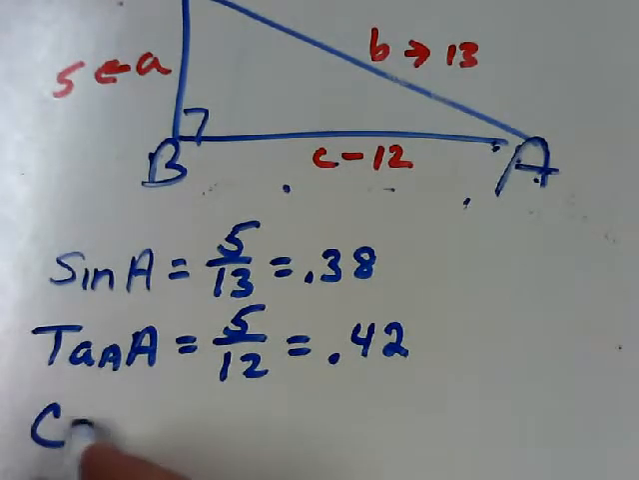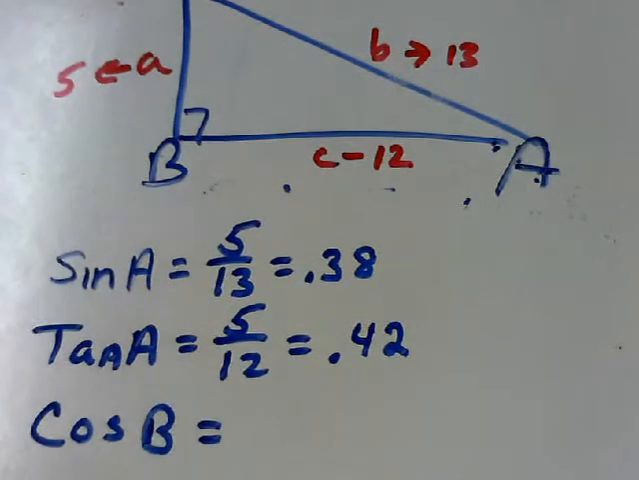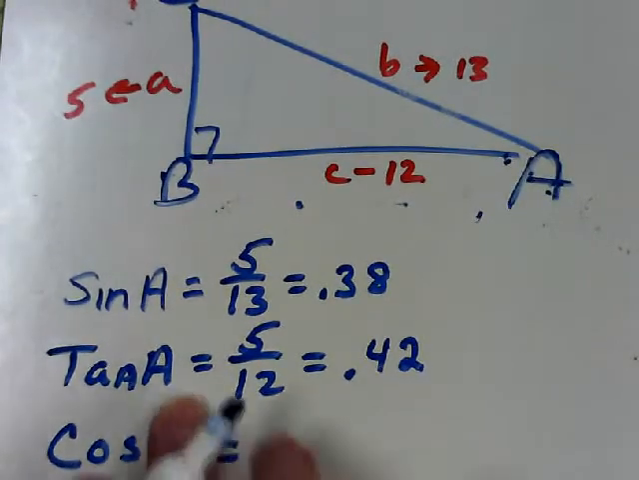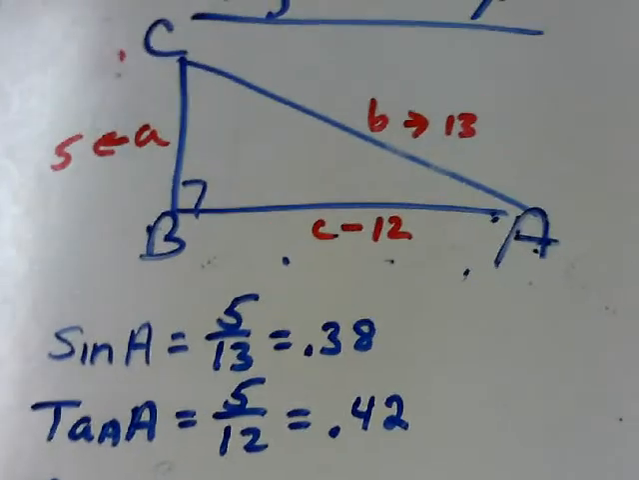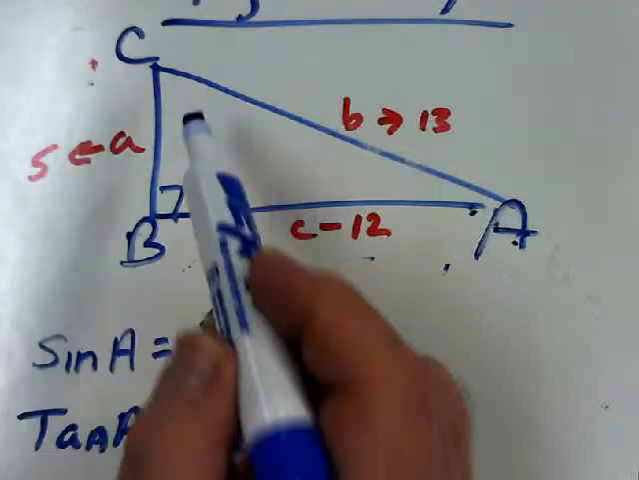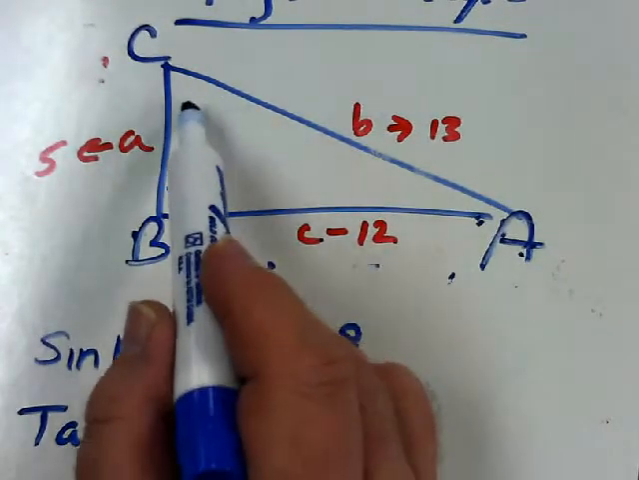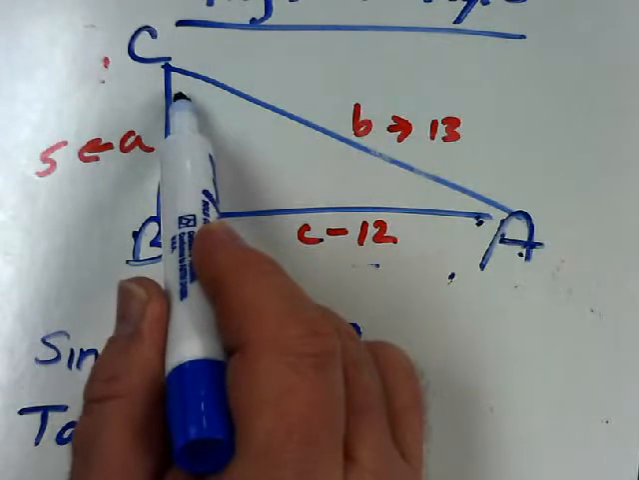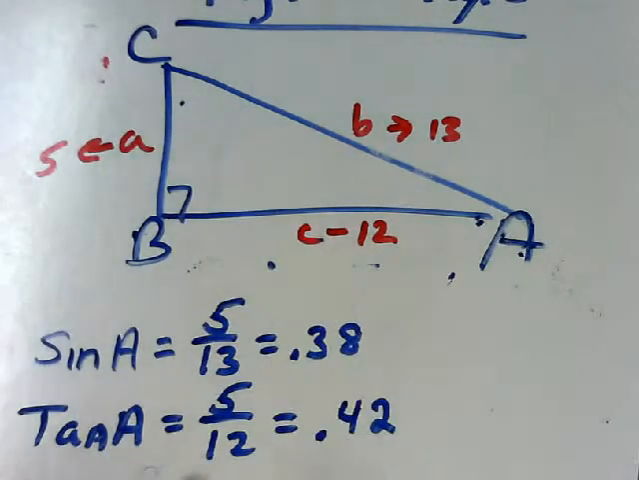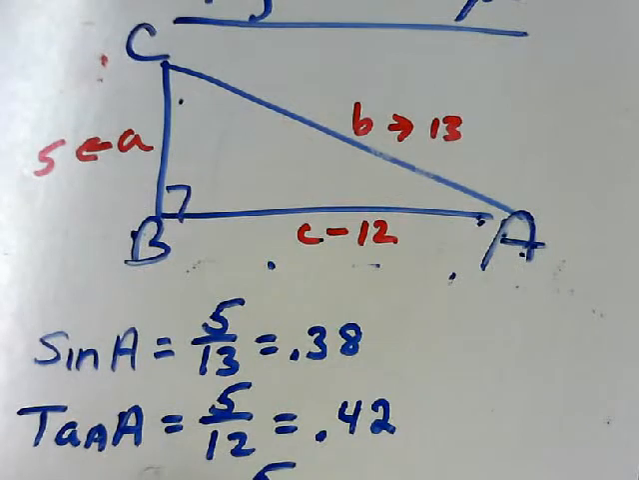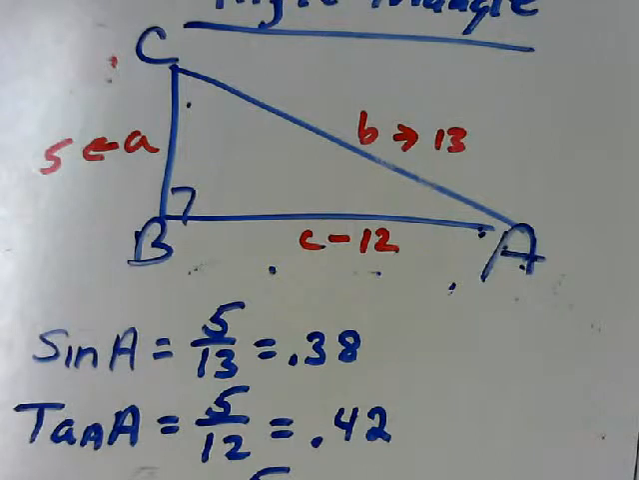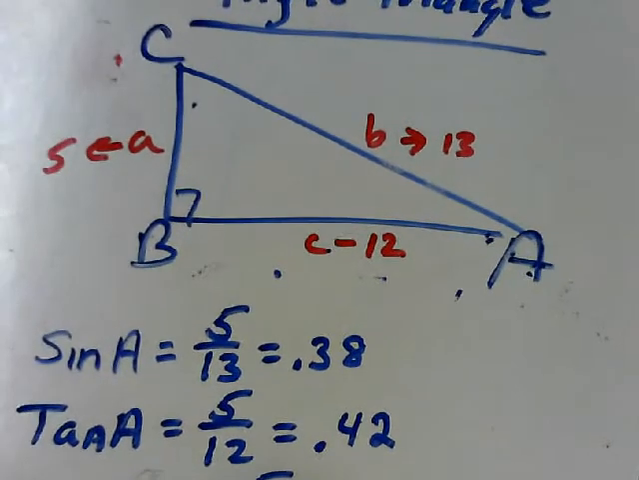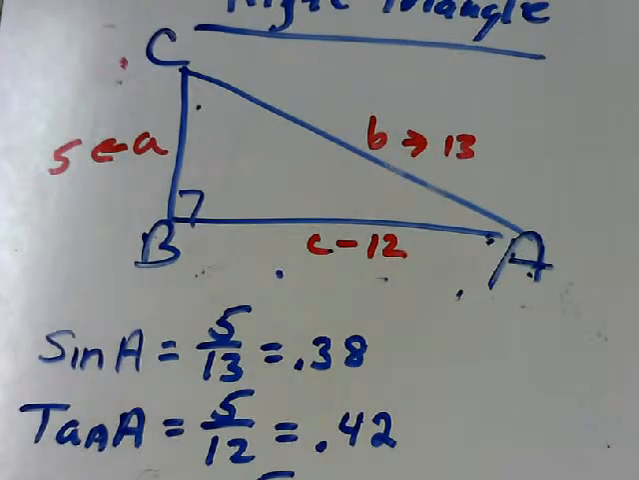If I wanted to find the cosine of B, I'm sorry, can't do B, C. What's the definition of cosine? Adjacent over hypotenuse. So if I'm up here with angle C, 5 over 13. 5 over 13, right? Make sense? Which would give you a ratio decimal of 0.38.